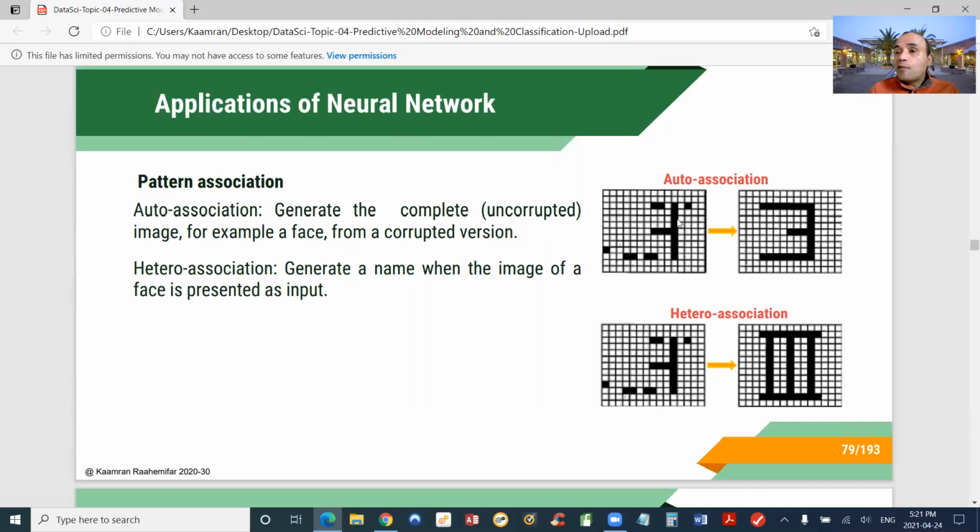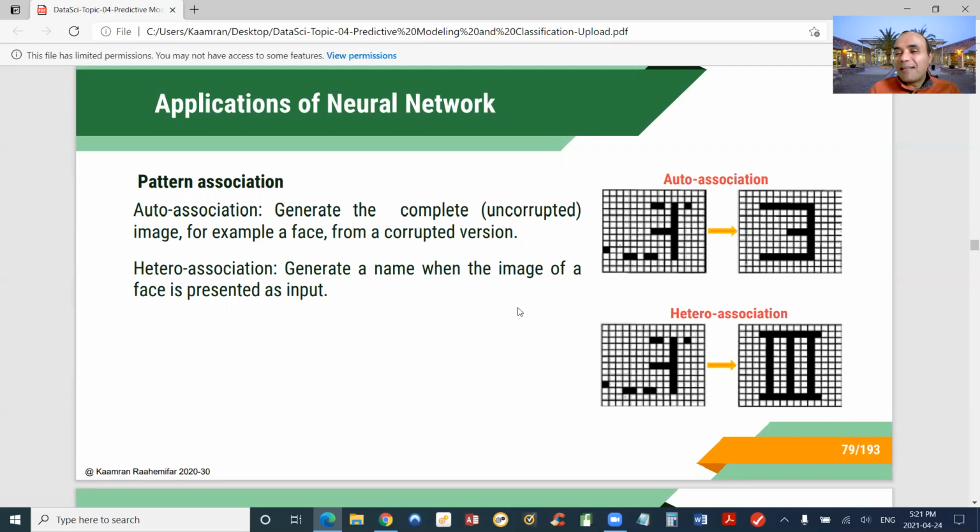So auto association means I want to reconstruct the image, the exact image. I'm not going to do any middle person in the process. I'm not going to guess anything. I'm trying to establish a rule book by which I can actually resurrect this image from pieces of it. That's called auto association. Now, hetero association is different.